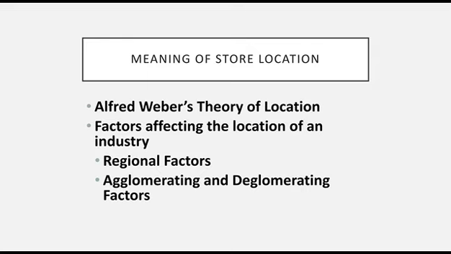Number 1, regional factors, and number 2, agglomerating and deglomerating factors. Primary causes of regional distribution of industry are regional factors, and the secondary causes responsible for redistribution of industry are known as agglomerating and deglomerating factors. Now let's try to understand what are the regional factors. Weber has identified two general regional factors. First is transportation cost and second factor is labor cost.